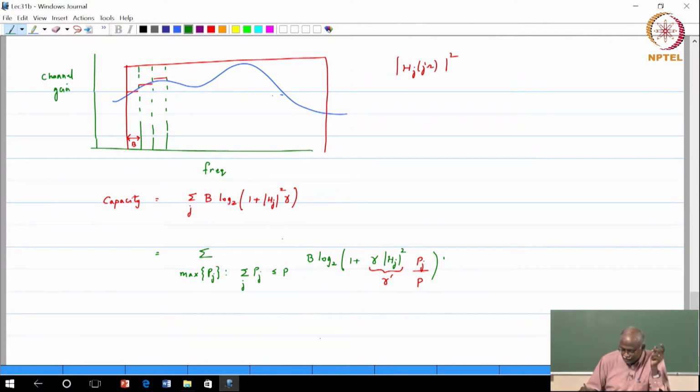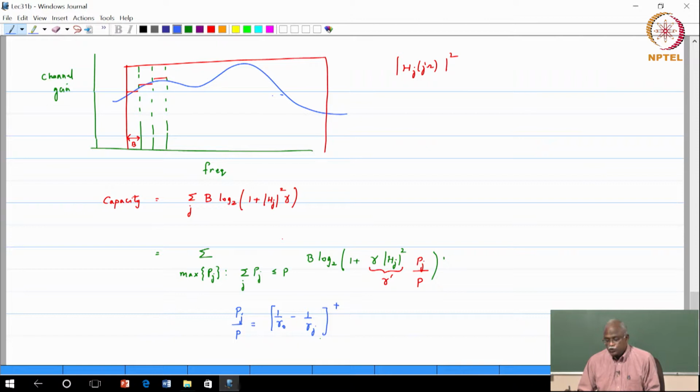So, this is a ratio which we can adjust, and the optimum power allocation, again I am taking it almost without any proof, is that Pj divided by P will have to be of the form 1 over gamma naught minus 1 over gamma j, with a plus sign, which is water filling.